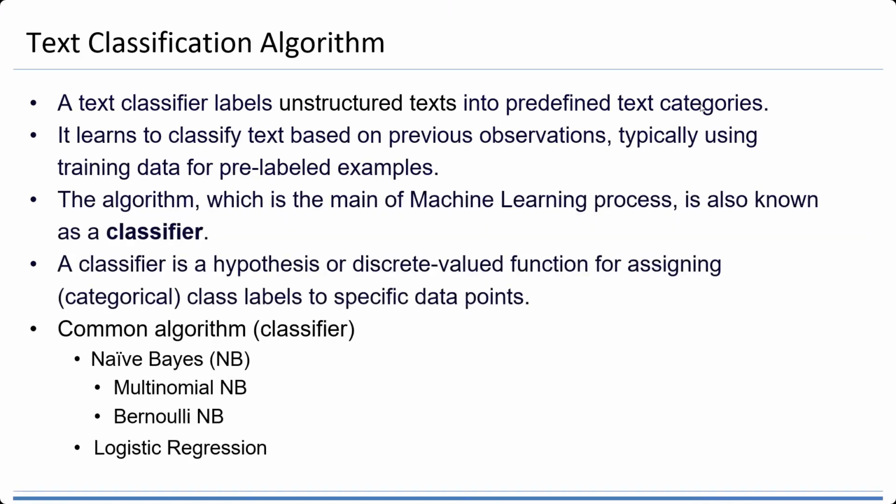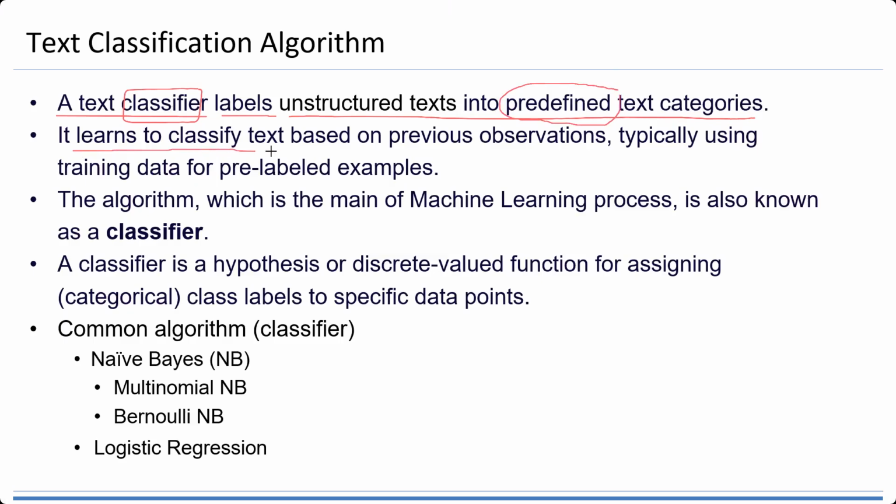So this is about the algorithm. Today I'm going to teach you the basic algorithm for text classification. A text classifier. So the classifier means a model. A text classifier labels unstructured text into predefined text categories. So predefined means you already know the label. You already have the label.